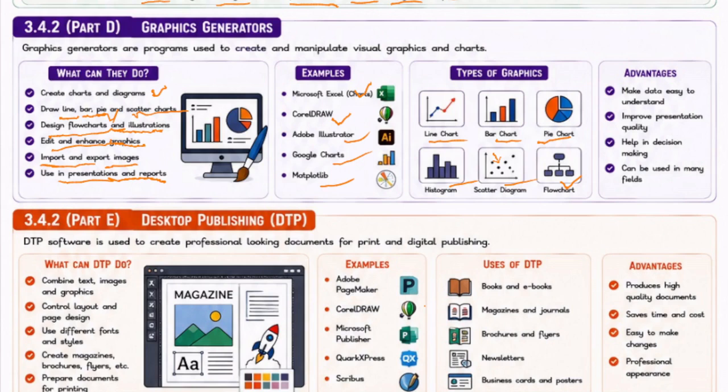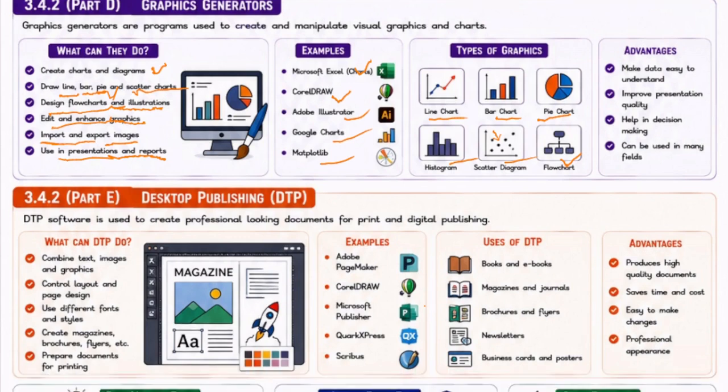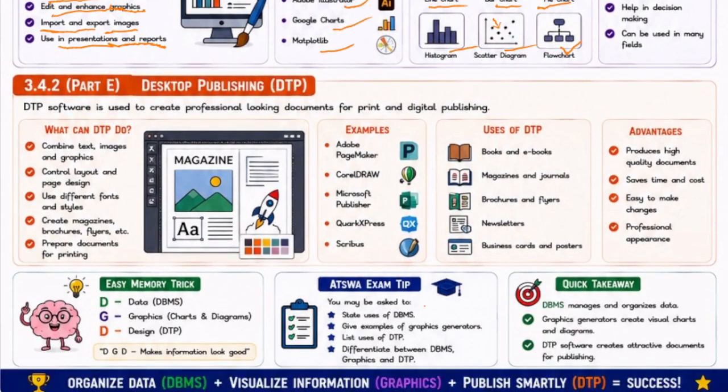Okay, so we have desktop publishing. Desktop publishing, DTP software, is used to create professional-looking documents for print and digital publishing. So what can DTP do? Combine text, images and graphics together, control layout and page design, use different fonts and styles, create magazines, brochures, flyers, etc. Prepare documents for printing, and so many more.